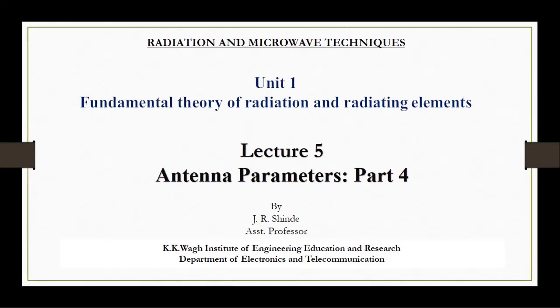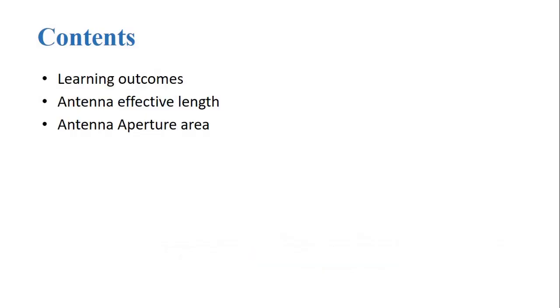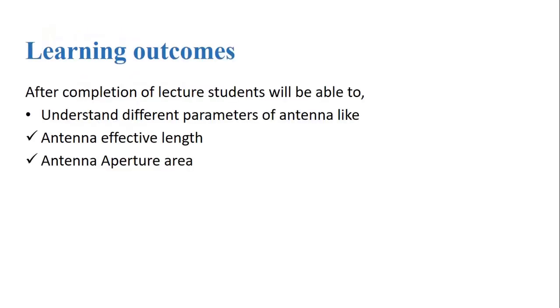So let's see what are the contents that will be completed in this lecture. Learning outcome and the two parameters of antenna, that is antenna effective length and the antenna aperture area. So let's start. After completion of this lecture, students will be able to understand what is the antenna's effective length or the antenna's height, and the second parameter, that is the antenna aperture areas and the different areas associated with the antenna. So let's start with these parameters of antenna.